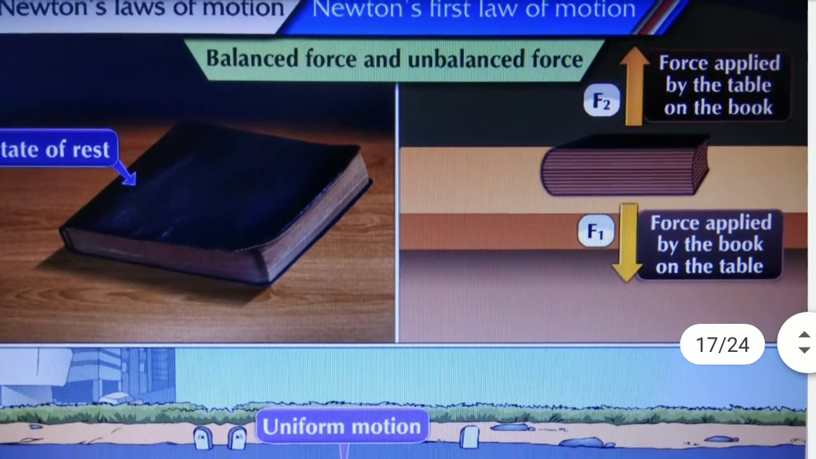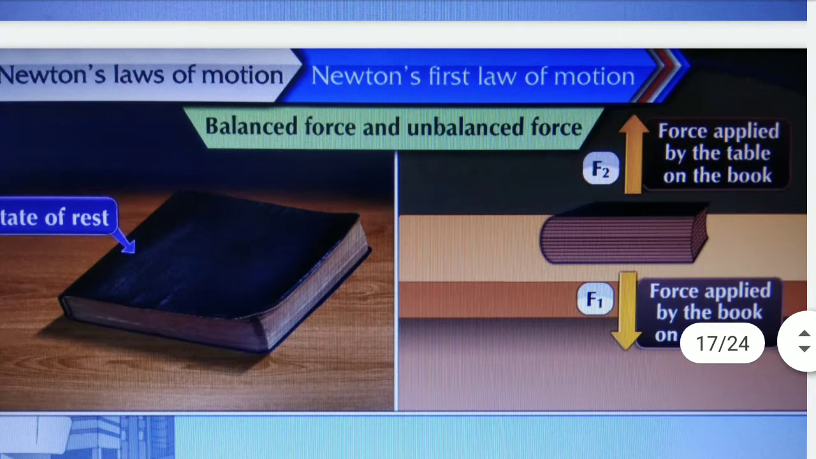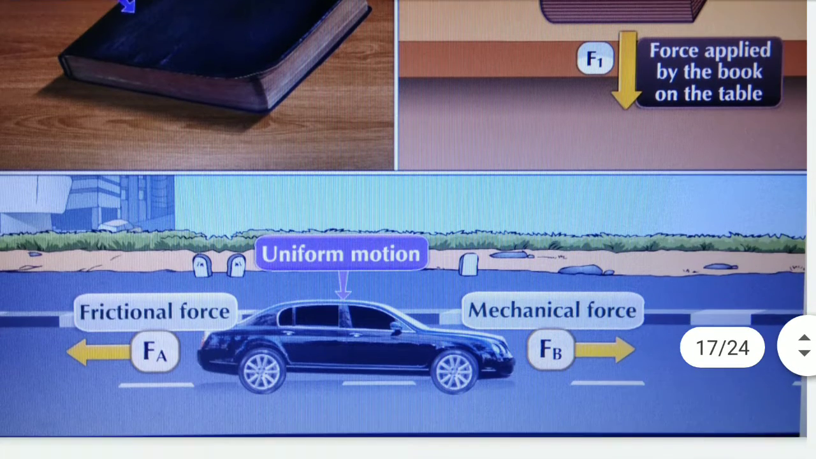The book is kept on the table, which is at rest, because the force applied by the table on the book is F2 and the force applied by the book on the table is F1, and they get balanced. The force applied by the book on the table is less as the mass of the book is less, but the force applied by the table is greater, and the book gets balanced by the table.